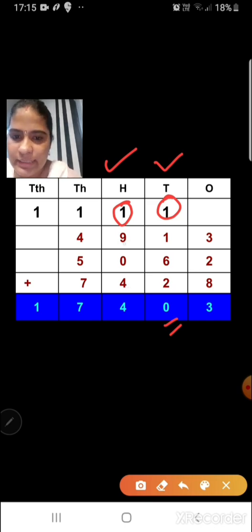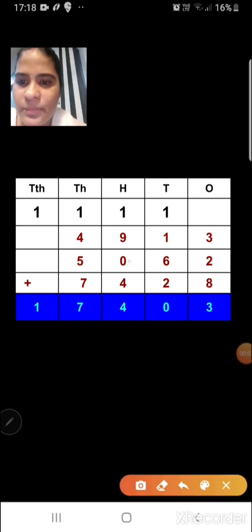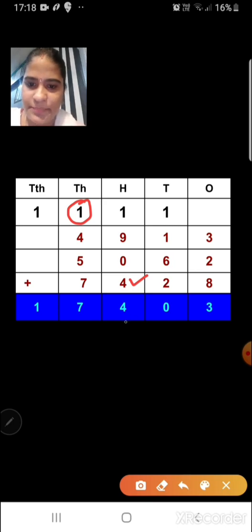1 plus 9 is 10. 10 plus 0 is 10. And 10 plus 4 is 14. So 1 will be carry over in thousands place and 4 you have to write in hundreds place. After that, in thousands place we have 1 as carry over, that we have to add to 4 plus 5 plus 7. 1 plus 4 is 5, 5 plus 5 is 10 and 10 plus 7 is 17.